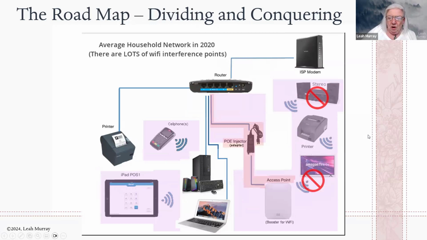So what you end up with is a situation where you have lots of Wi-Fi interference points within your house, and you end up having to do things like turn off the stereo and ask around in the family to find out who's planning on actually streaming a movie while you're running a meeting in the office. And most people end up having arguments over bandwidth and Wi-Fi access in the house.